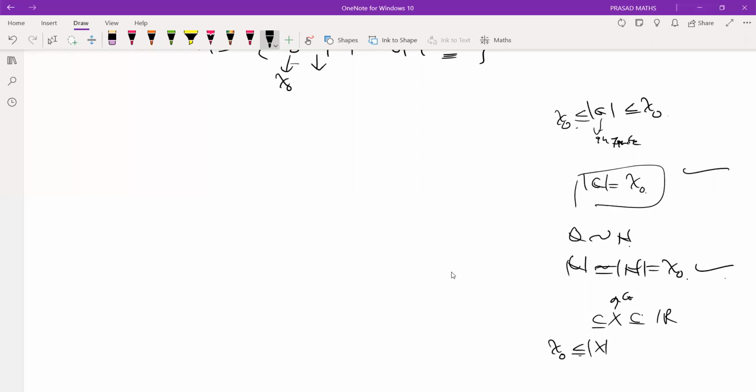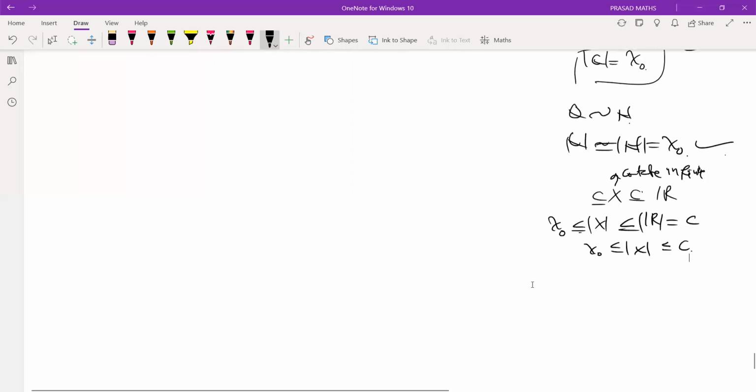I am taking a countable infinite set X. Cardinality of X is less than or equal to the cardinality of R, which is C. Therefore aleph naught is less than or equal to the cardinality of X, and the cardinality of X is less than or equal to C. Therefore there are two choices.